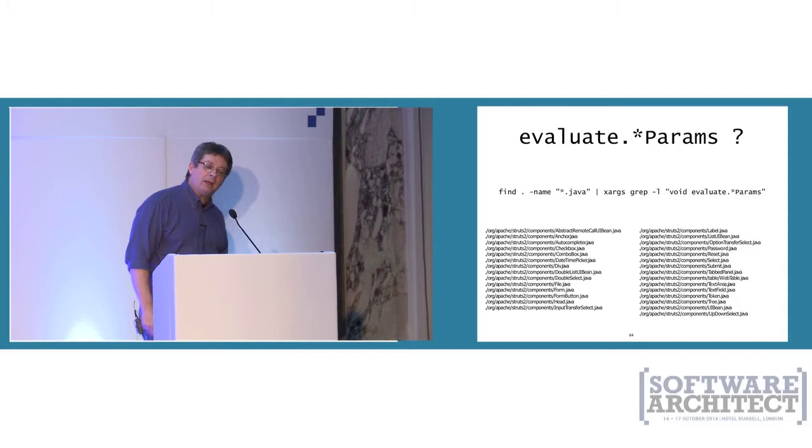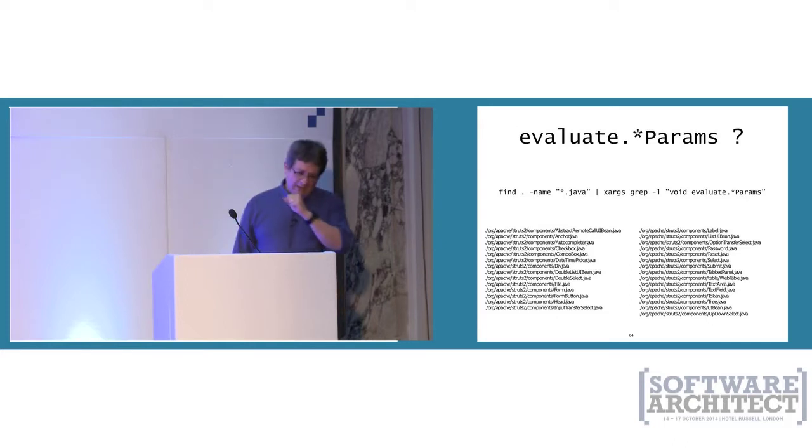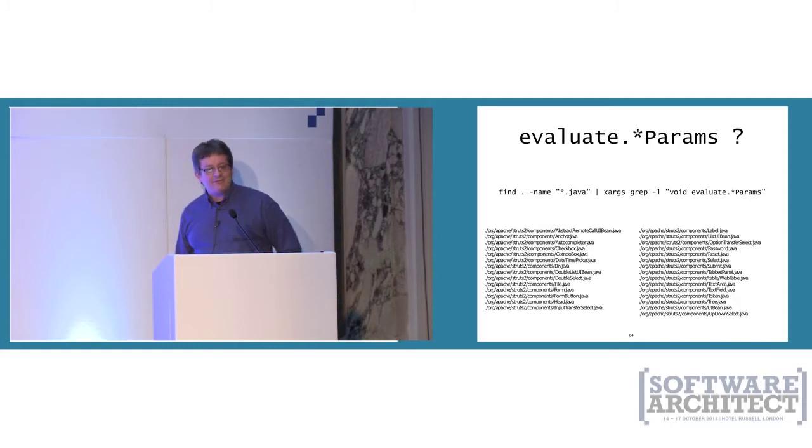You can do this at the command line, but your IDE will do this for you now. The command line invocation to do this says, give me all the Java source files, and then tell me within those which ones have some method named evaluate-something-Params. And there they are. I have found an idiomatic pattern in Struts.